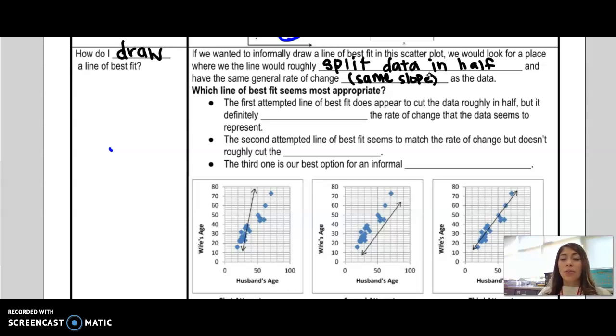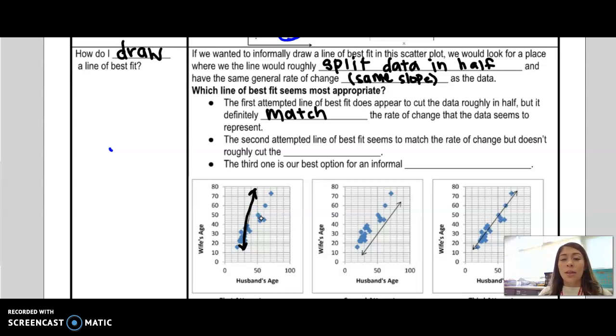So here are three examples at the bottom. Which one is going to have the line of best fit? So the first one, it looks like we have a line and it is cutting the data in half, but it definitely doesn't match the rate of change that the data seems to represent. So notice that the line is going right here. It is not anywhere near these dots over here. So that is not a good example.